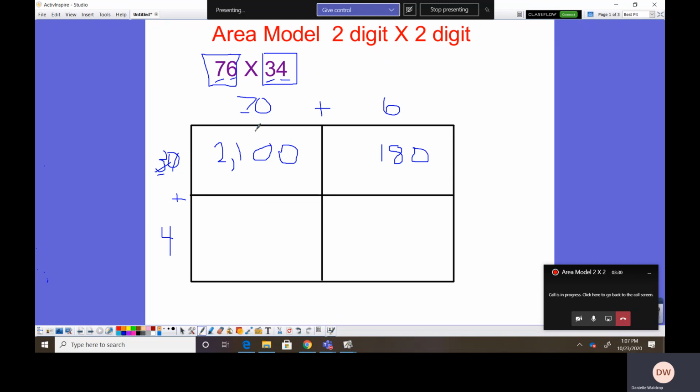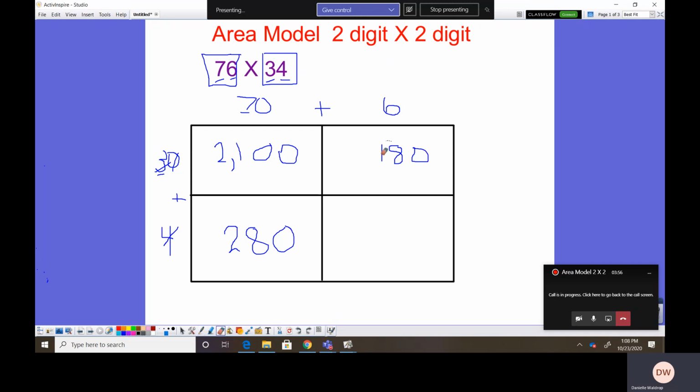Let's go to this box. The top of this box is 70. Left is 4. So what's 70 times 4? How many zeros do you see in 70 and 4? There's 1, so I'm going to put 1 zero. 7 times 4 is what? What's your basic fact of 7 times 4? Good, it's 28. So I'm going to write my number there. Okay, so I get 280.